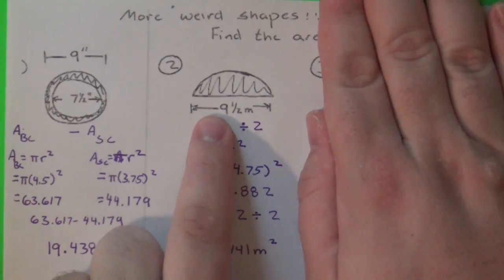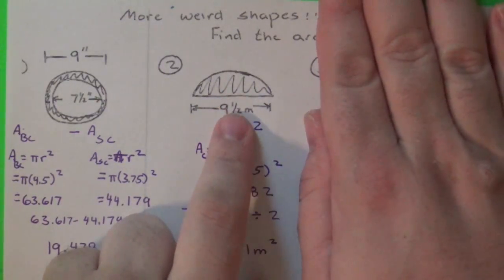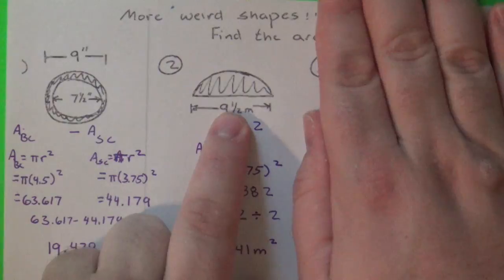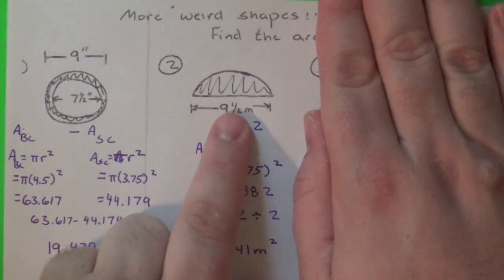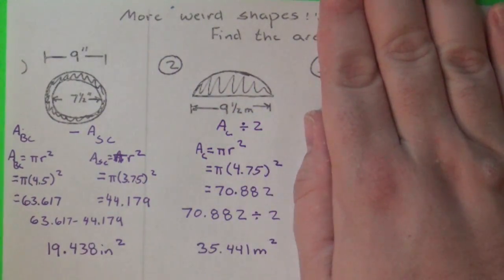This looks more complicated than it is. You need to understand that this is half a circle, and if it's half a circle, just find what the full circle would be and divide by 2.